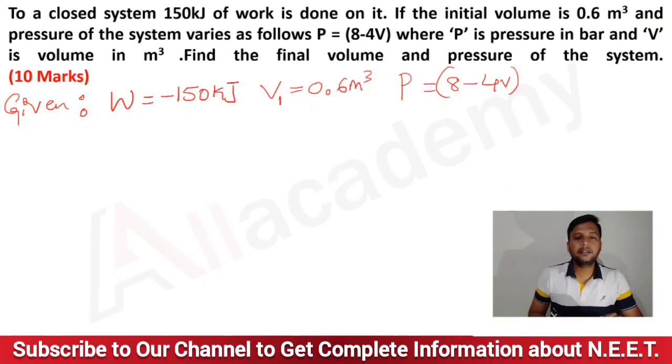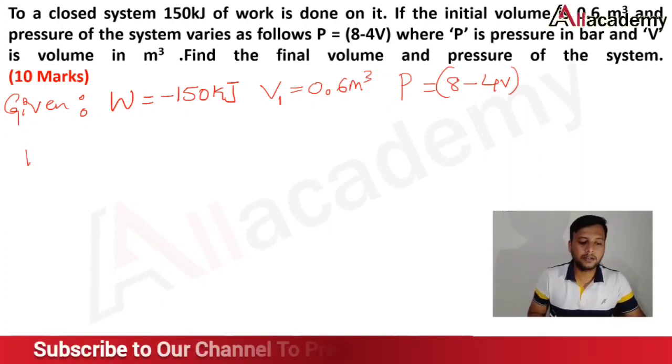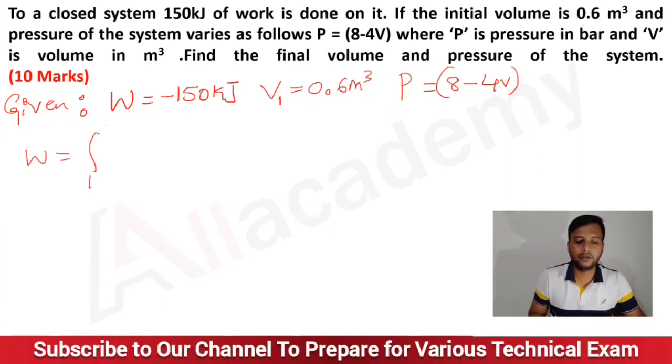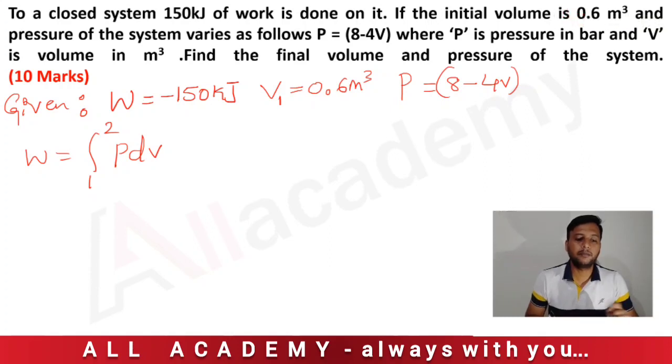Now we know that the general work done for any process is given by W is equal to the integration from 1 to 2 of P dV, where dV is the change in volume, P is the pressure, and W is the work done. Now let us substitute in this one.